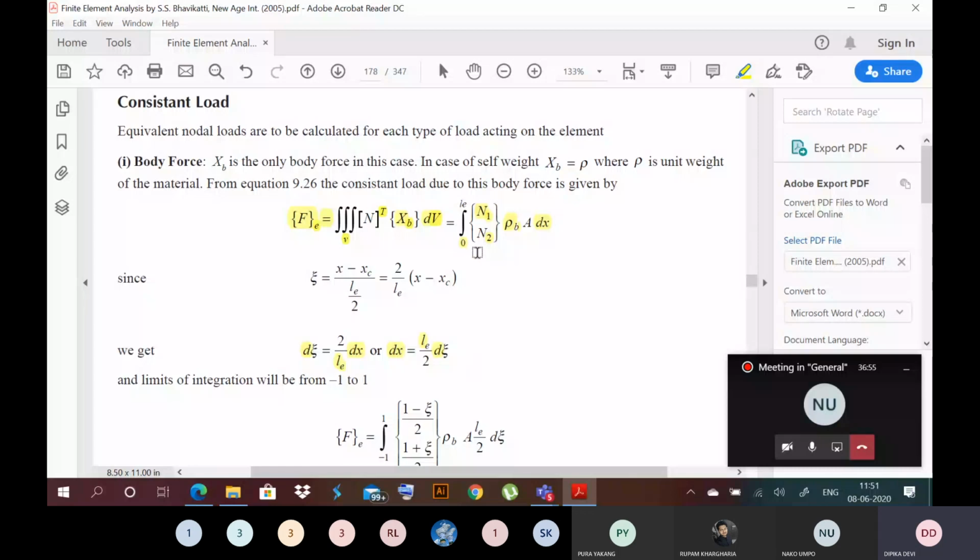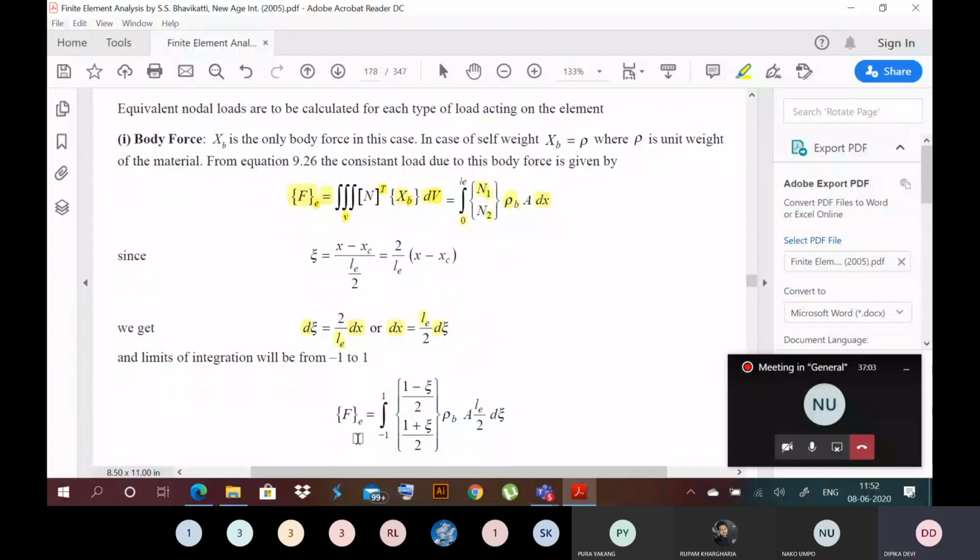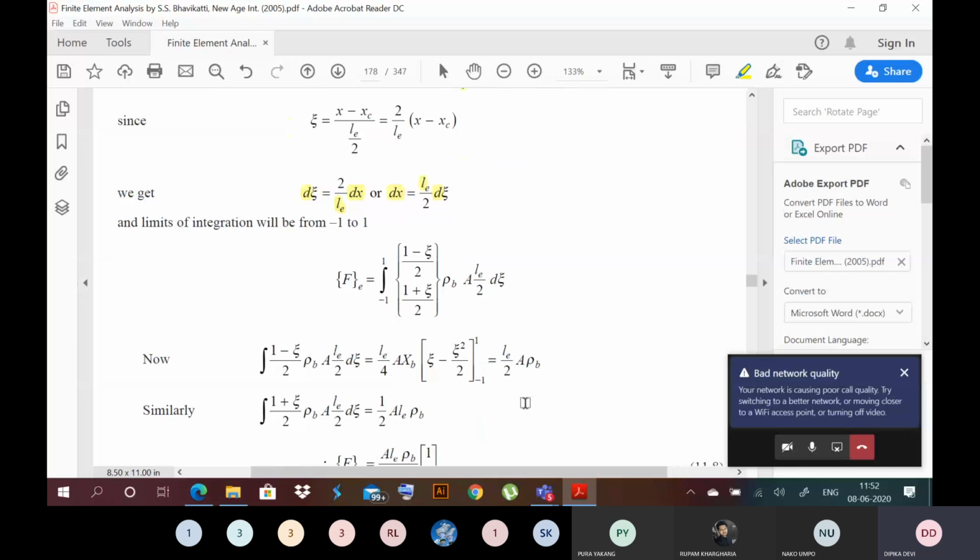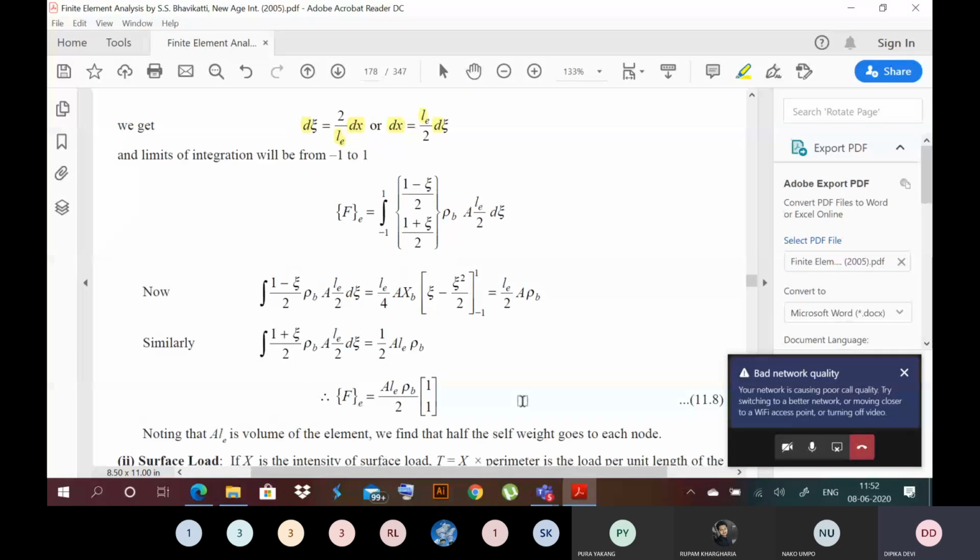So write N1 and N2 in terms of the natural coordinate system and replace dx in terms of dxi. Dx will be le by 2 dxi. Here the integration is set up: N1 is (1 minus xi) by 2, N2 is (1 plus xi) by 2, times rho into A into le by 2 into dxi, because dx is equal to le by 2 dxi. Just simply do the integration. That will be the contribution of the body force at the node.